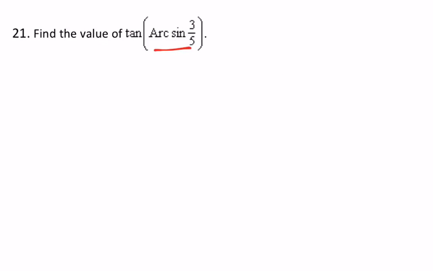Now number 21, this basically means the angle whose sine ratio is 3 over 5. So let us try to draw the triangle here. Then sine is the opposite over the hypotenuse, which is 5.